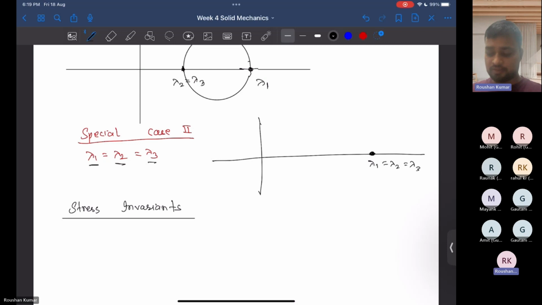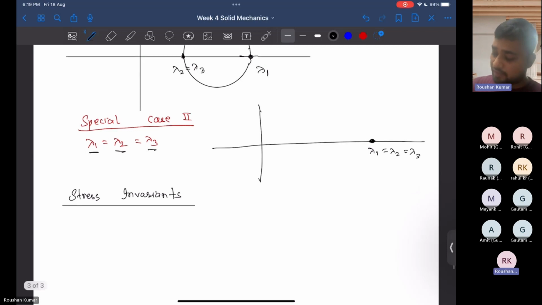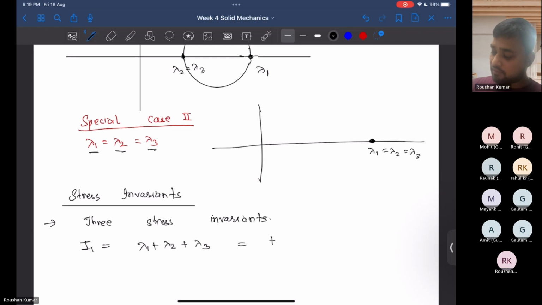So I will just write the stress invariants. That is the three stress invariants. The first stress invariant is nothing but the summation of all the principal stresses, lambda 1 plus lambda 2 plus lambda 3. So the first invariant is the summation of all the principal stresses.